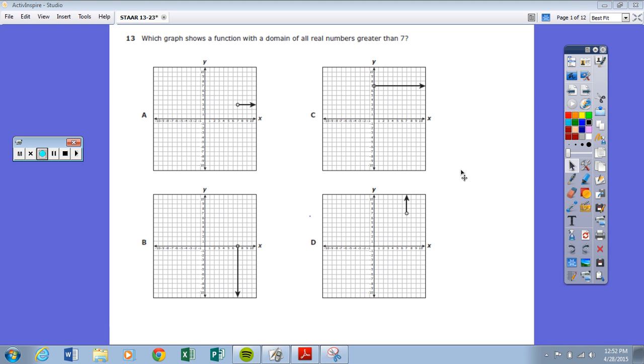Okay, everybody, so for number 13, the main thing that you're going to need to remember is domain. And what does domain mean to you? Hopefully it means the x values, okay? So we're looking for any x, which is this axis, that is greater than 7.